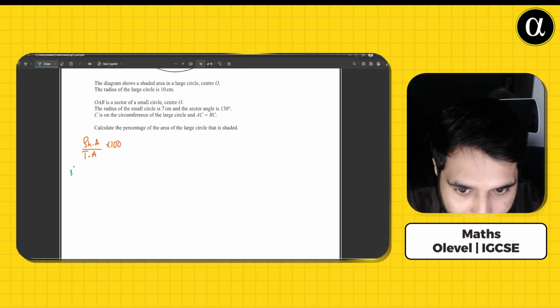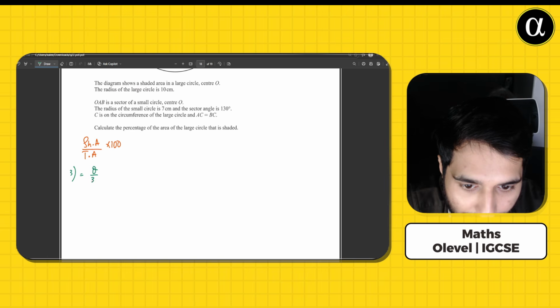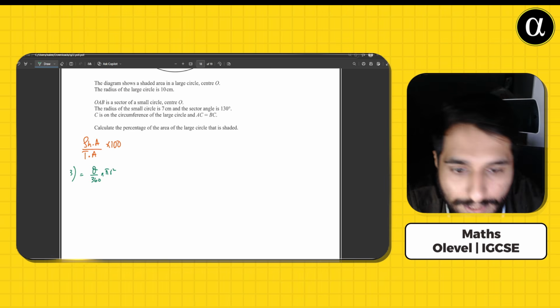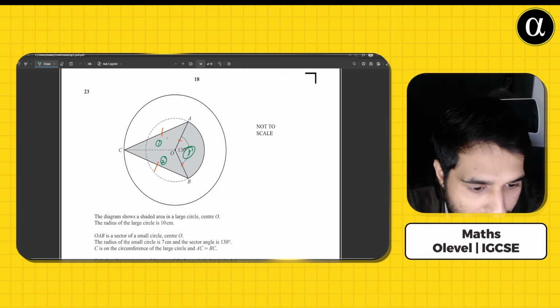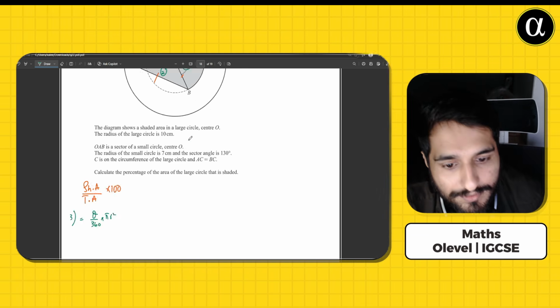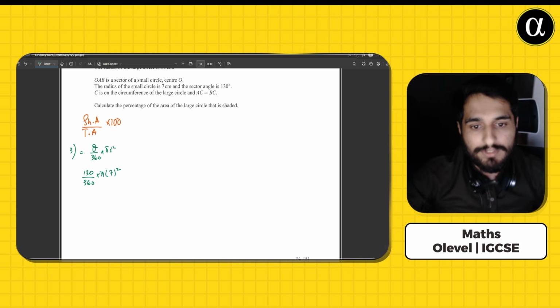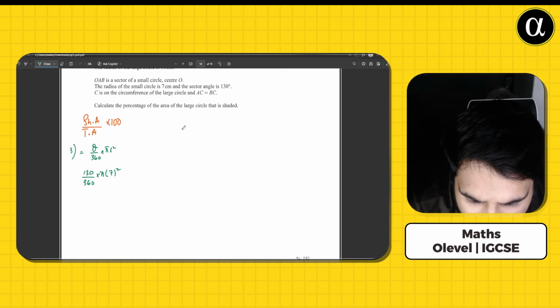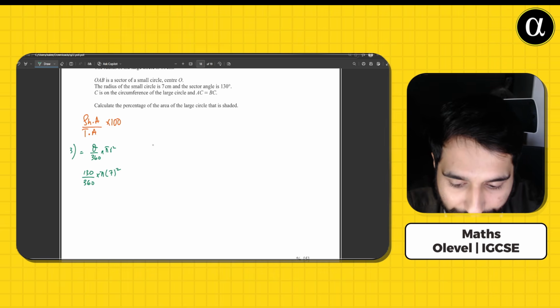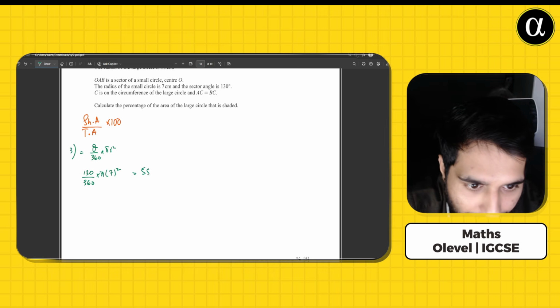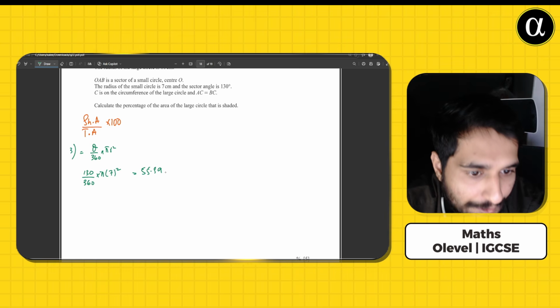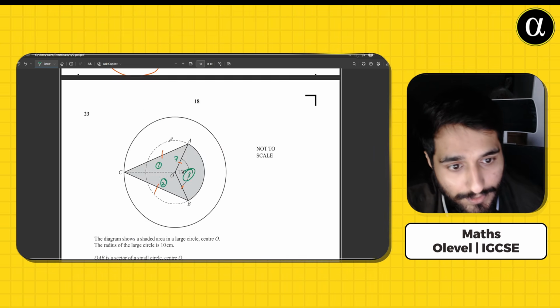Now, the third part is really easy. Let's solve 3 first. Now, 3 is a sector, which means theta over 360 times pi r square. That should be the formula for area, where the small sector is of radius 7. So I'm going to say it's 130 degrees over 360 degrees times pi times 7 square, and let's see what the answer is. The answer is 55.59, and the unit would be centimeter squared. But we are not done yet. We need to find the two triangles.